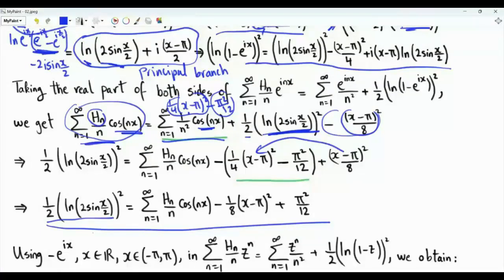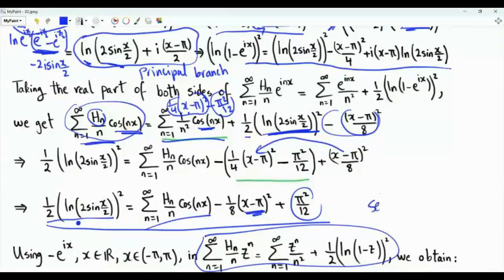This function can be written as the constant pi squared over 12 minus 1/8 x minus pi squared, and then this infinite sum here. We need a representation like this, but for the logarithm of 2 cosine x over 2, and the way to obtain it is to go back to our first result, and now we set z equal to minus e to the ix, where x is between minus pi and pi.